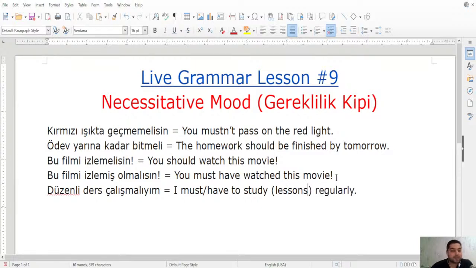Düzenli ders çalışmalıyım. So what's the verb here? Çalışmak, right? Then we add what? Only, it's affirmative case, so we have to add either malı or meli. And because the last vowel here is in çalış, we have to add malı, right? Çalışmalı. And then we add the personal ending yım. Çalışmalıyım. Düzenli ders çalışmalıyım.